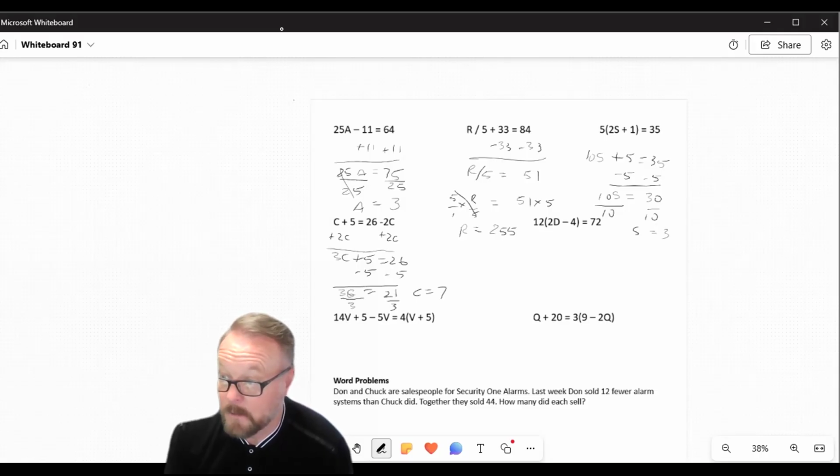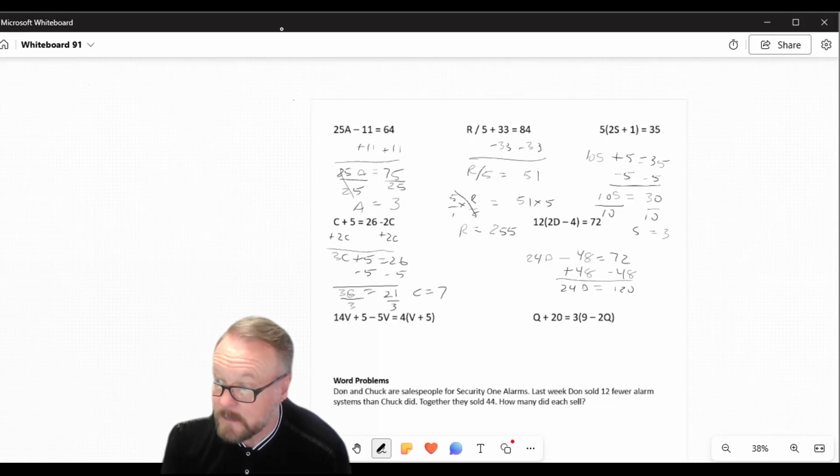Here we have, again, another one of these problems. So 12 times 2, to rewrite that, would be 24d minus 12 times 4, 48, equals 72. All right, so now we need to move the 48 over to the other side. So that comes out to 120. So 24d equals 120. We're going to divide both sides by 24. That means d equals 5.